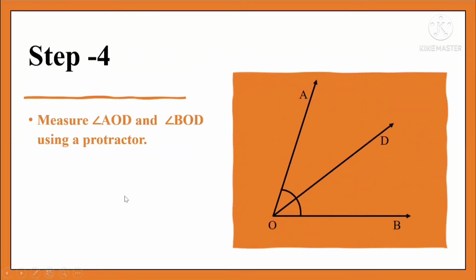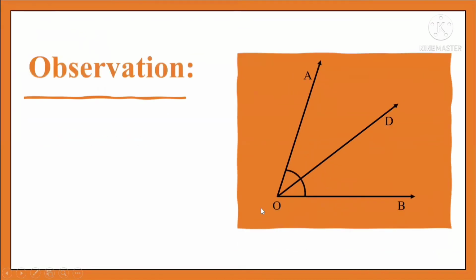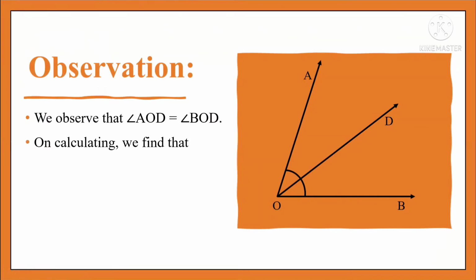What is the fourth step? I'm going to measure angle AOD and angle BOD using a protractor. What will I get? The observation will be that angle AOD and BOD are equal. And if I measure angle AOB, I'll find that each of them is half of angle AOB. So AOD is equal to BOD, which is equal to half of AOB.